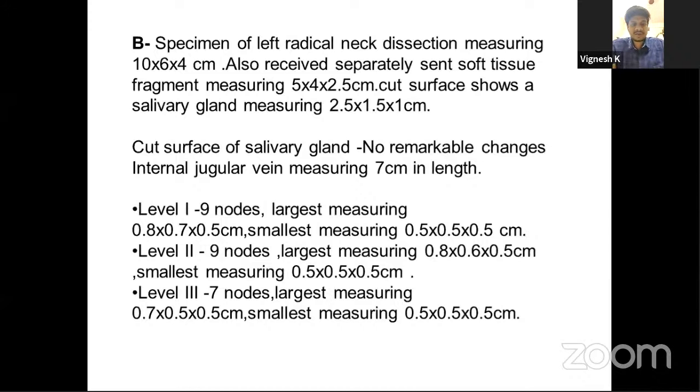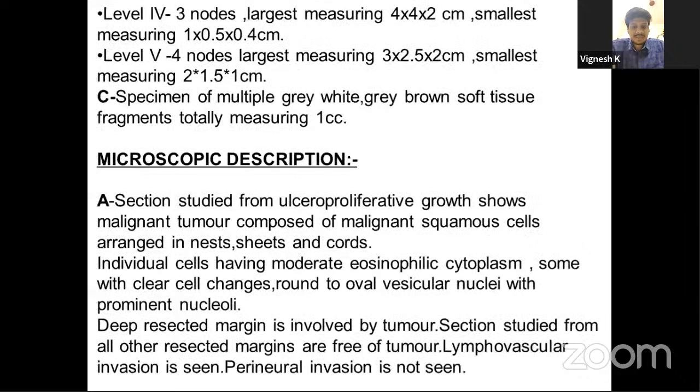B, the specimen of left radical neck dissection measuring 10 cross 6 cross 4 centimeter, also received separately from the soft tissue fragment measuring 5 into 4 into 2 centimeter. Cut surface also includes the salivary gland measuring 2.5 into 1.5 into 1 centimeter. The cut surface of the salivary gland shows no remarkable changes. Internal jugular vein was seen, measuring 7 centimeter in length. Level 1 nodes, 9 nodes were sent, largest measuring 0.8 into 7. And then specimen C, which was the outer table of the left perioccipital region.